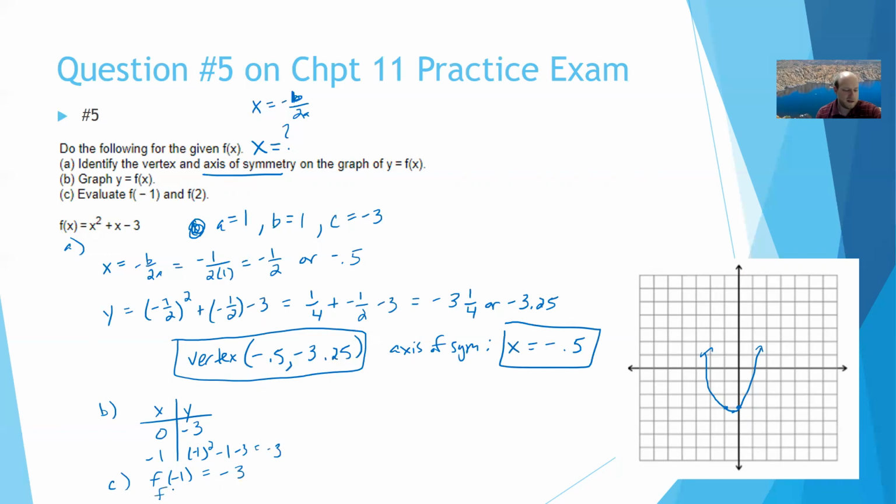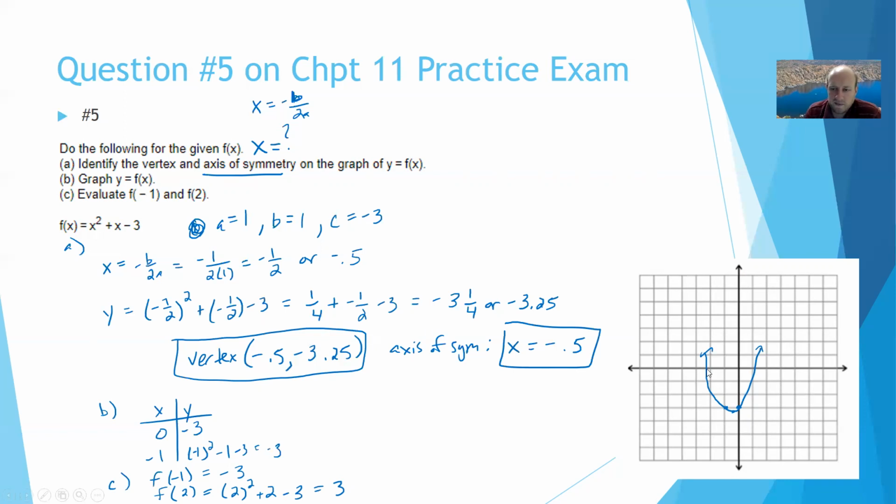And then they also wanted f of 2. So if we plug 2 into the original equation, 2 squared plus 2 minus 3, so 4 plus 2 is 6, 6 minus 3 is 3. So when x is negative 1, y is negative 3. When x is 2, y is 3. So those are your answers.